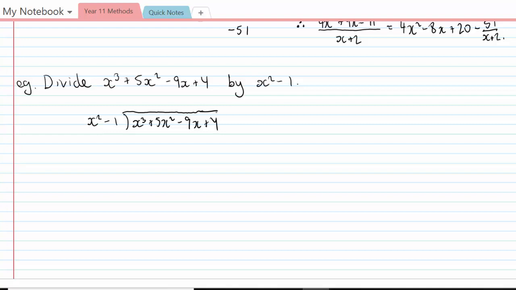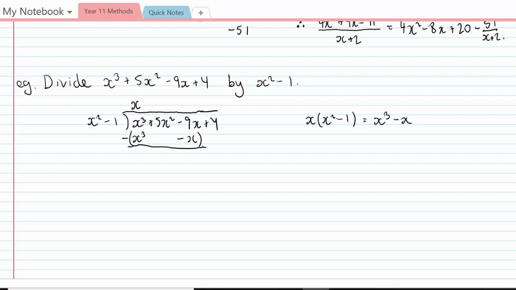So we ask how many x squareds go into x cubed, and the answer is x. So over here I'm going to do x times x squared minus 1, which leaves x cubed minus x. Okay, so we're going to subtract that. I'll write them down here. What I'm going to do is I'm going to line them up with the corresponding term. So I've got the x cubed there lining up with the x cubed. I'm going to put the minus x over here so that it lines up with the x term.